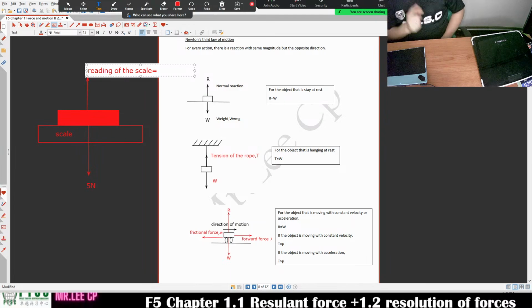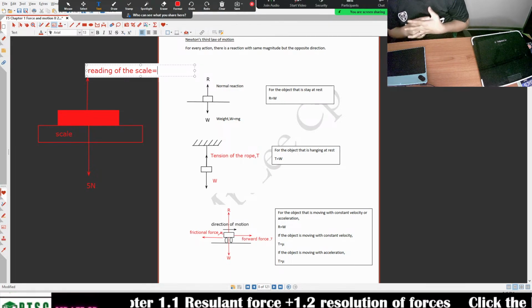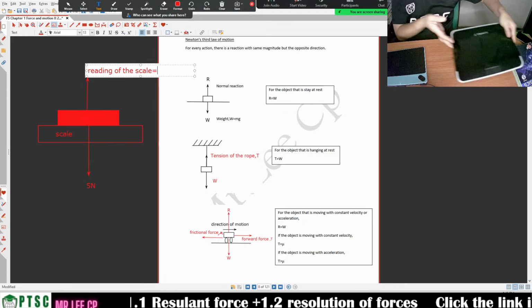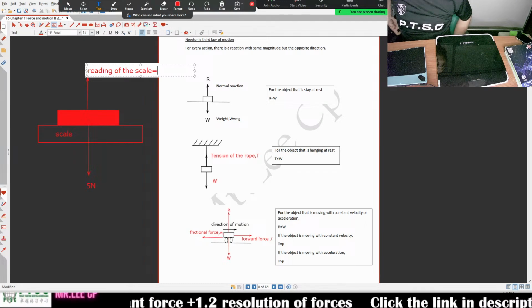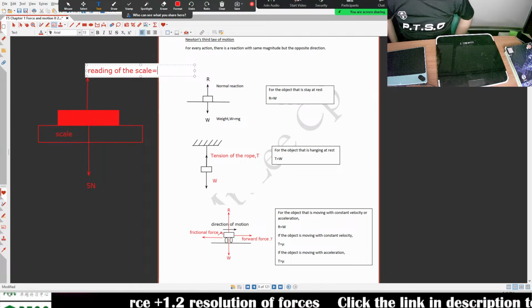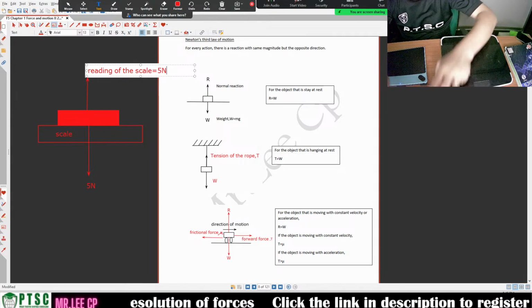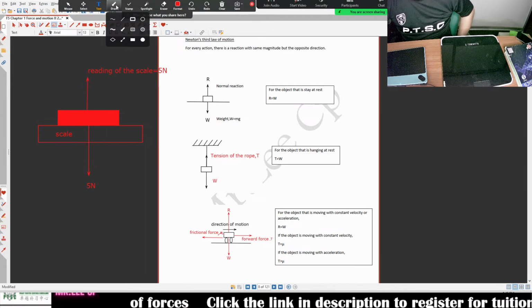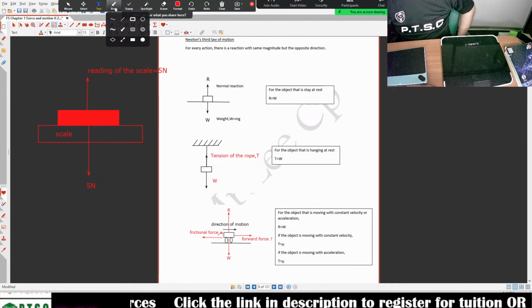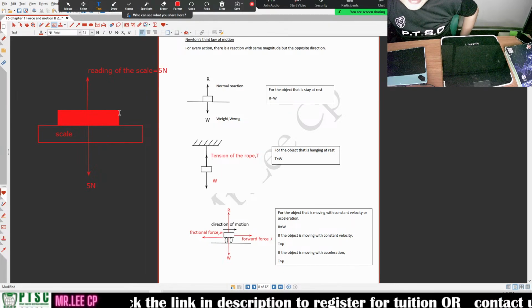What is the reading of the scale? What's 5 Newton, right? Good, 5 Newton, easy. This one, who is not good at it? Okay, 5 Newton, 5 Newton, right? 0.5 kg, yes. Alright.